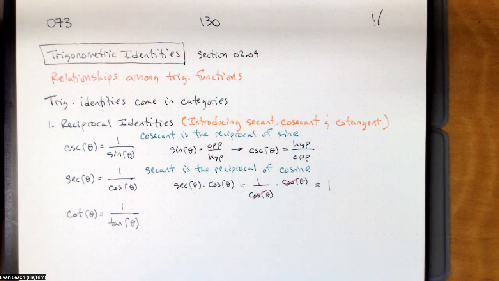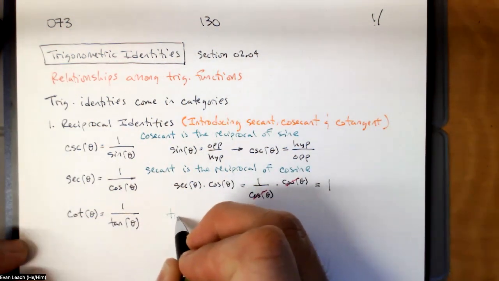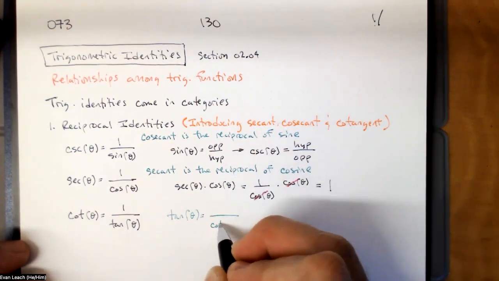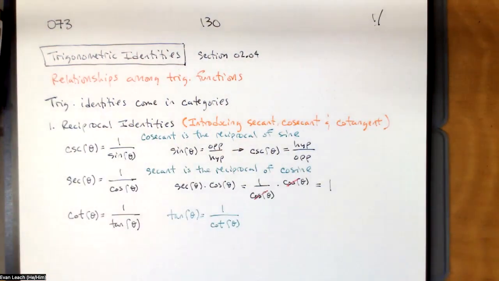Like we said with the secant and the cosine, when things are reciprocals, they're reciprocals of each other. So this also means that tangent of theta is 1 over cotangent of theta. So we could also write this in terms of tangent and say tangent of theta is equal to 1 over cotangent of theta. When things are reciprocal, we can say that they're reciprocals of each other.